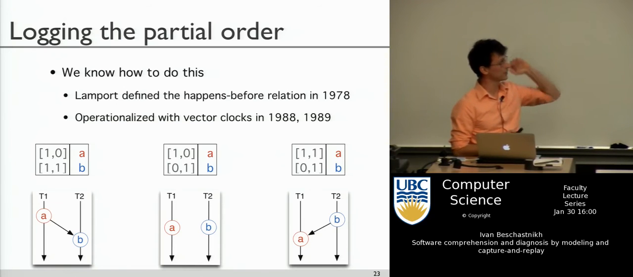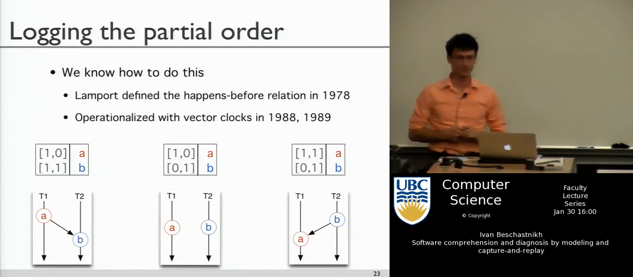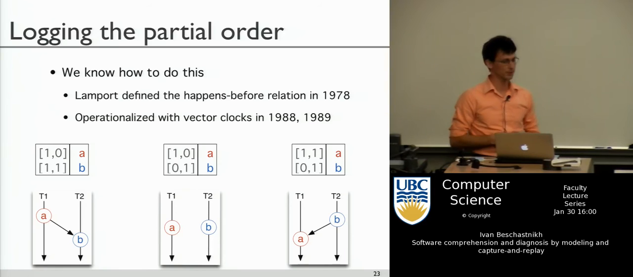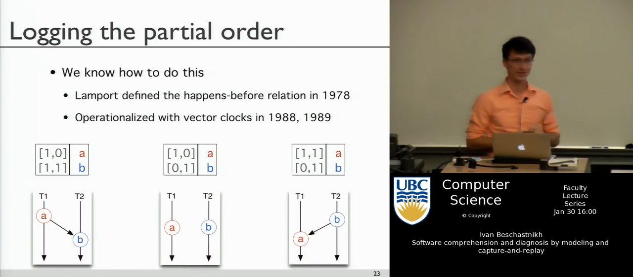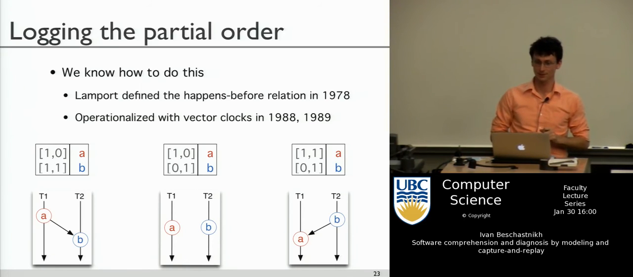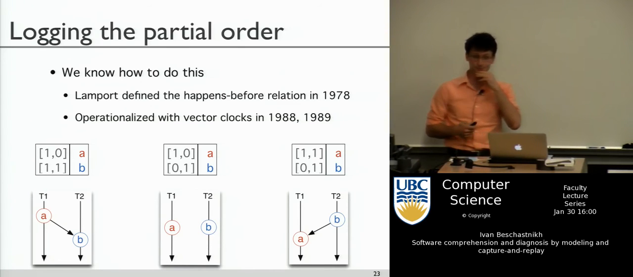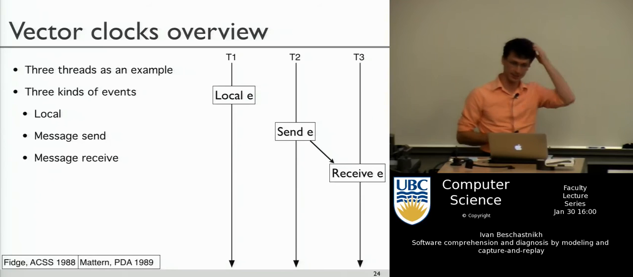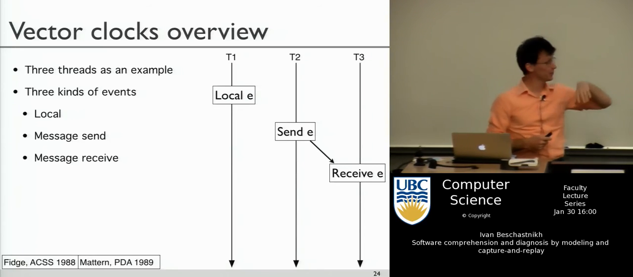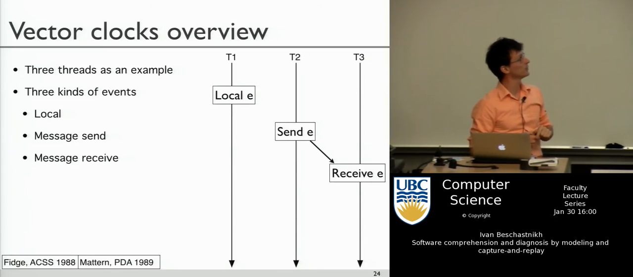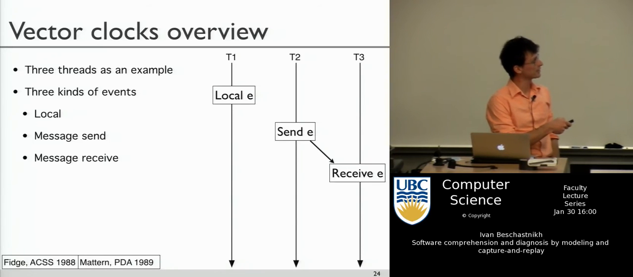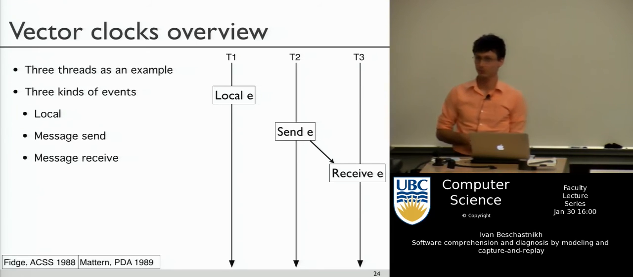This stuff is from the 70s and the 80s. Lamport was the first person to realize that ordering is kind of a big deal in distributed systems. And then vector clocks were invented in 88 and 89. Okay, so what are vector clocks? We're going to use this three-threaded example. I'm going to show local events as these boxes or circles on these timelines. And whenever there's communication, there'll be an arrow between two events.